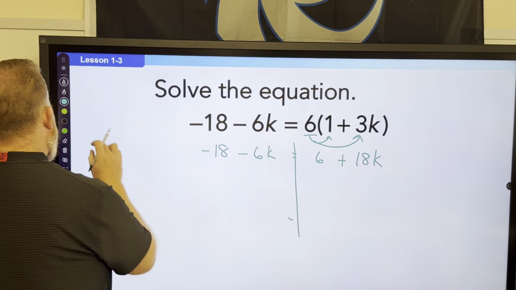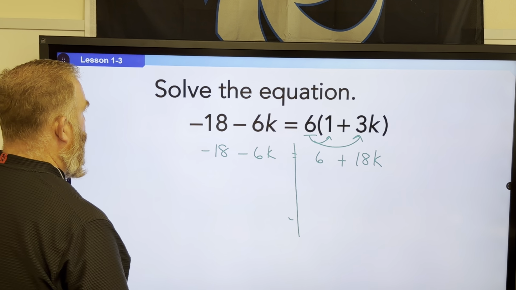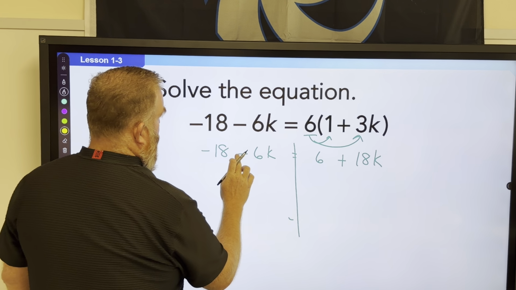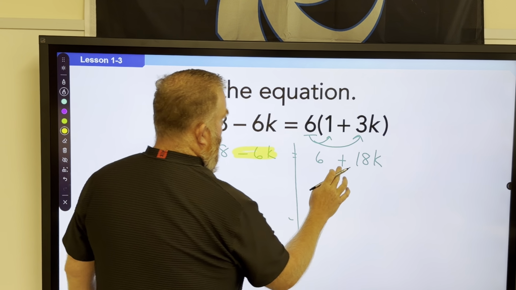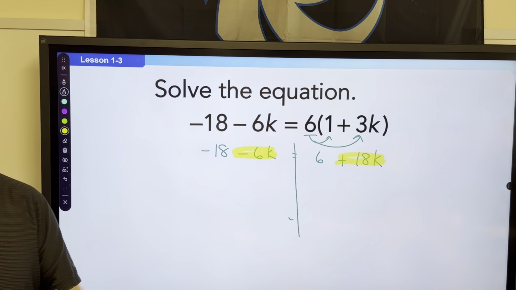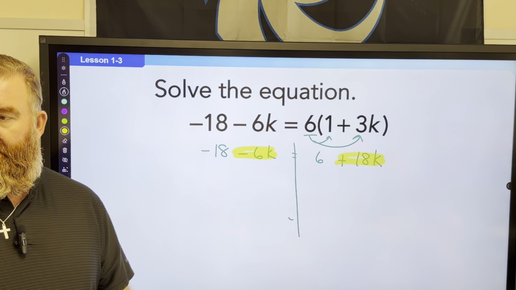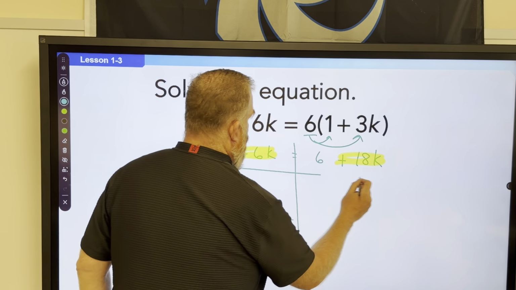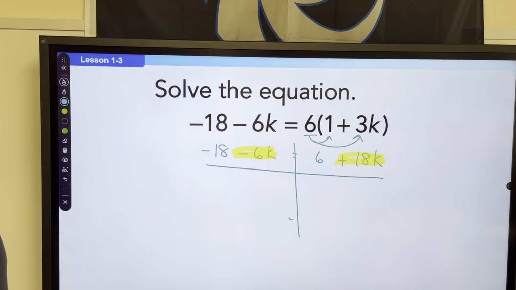So here we go. Highlighter. Which ones have the variables? So I have this one and I have this one. Yes? I want them both to be on which side? The left side. So I'm going to go left side with both of them. I'm going to do it like this. You don't have to do the line, but I like it because it helps me to separate it, okay?